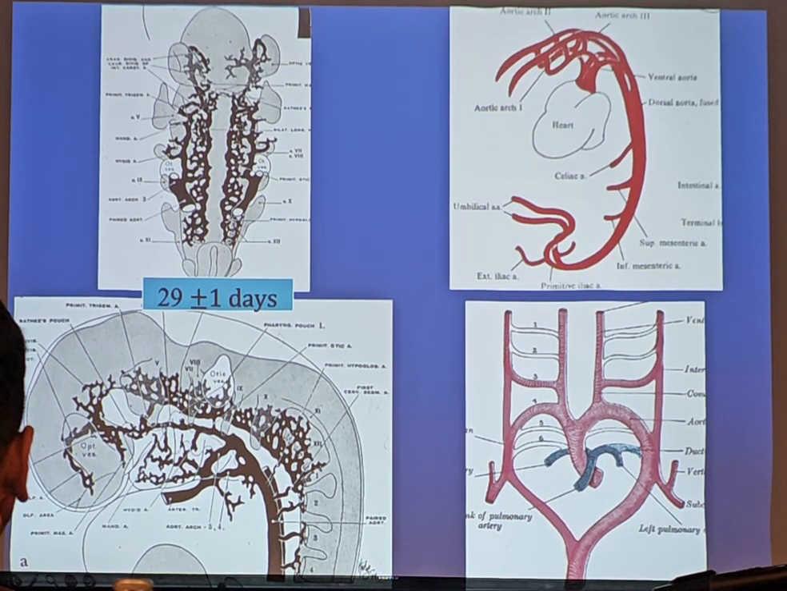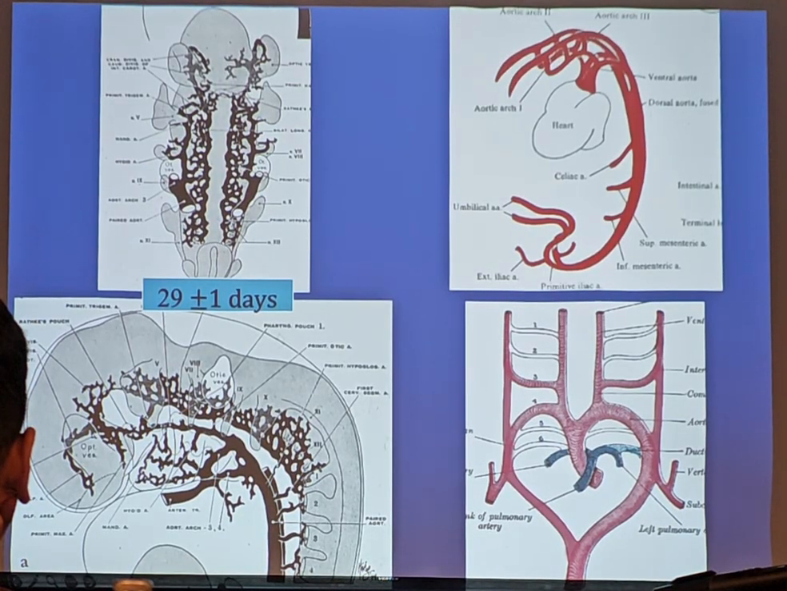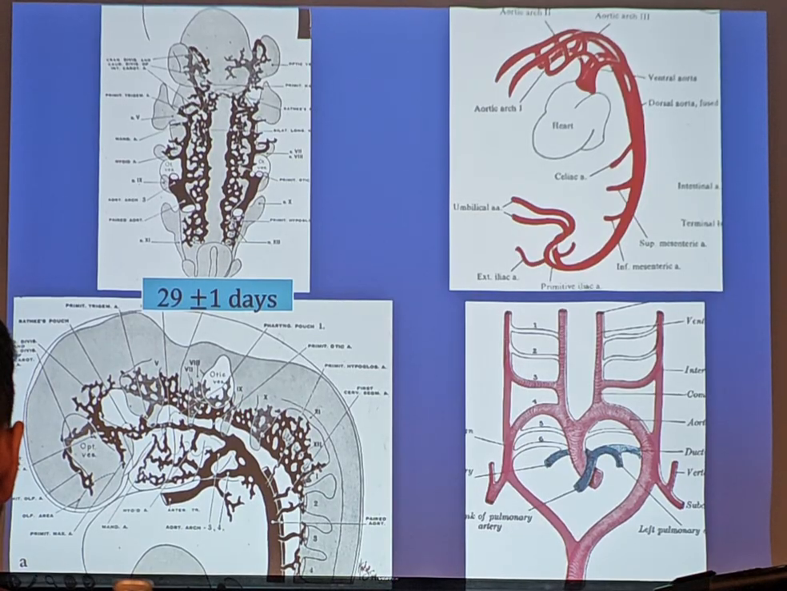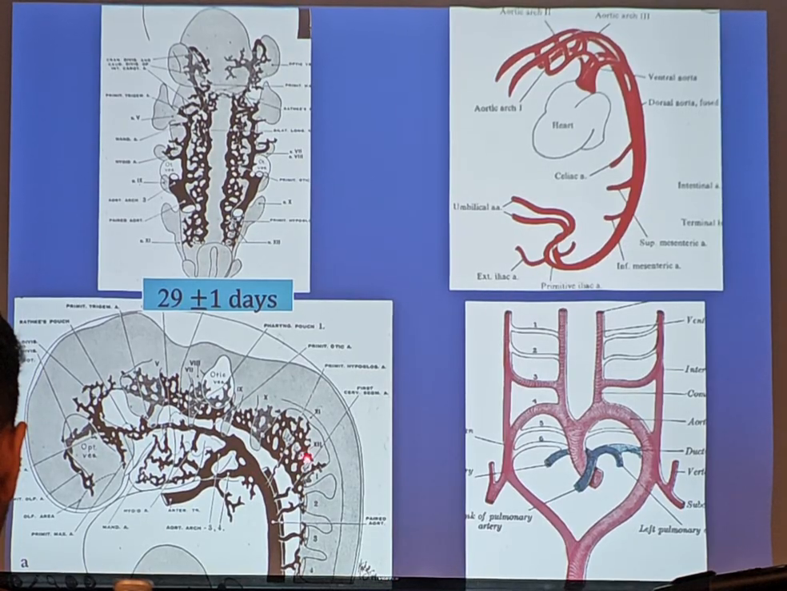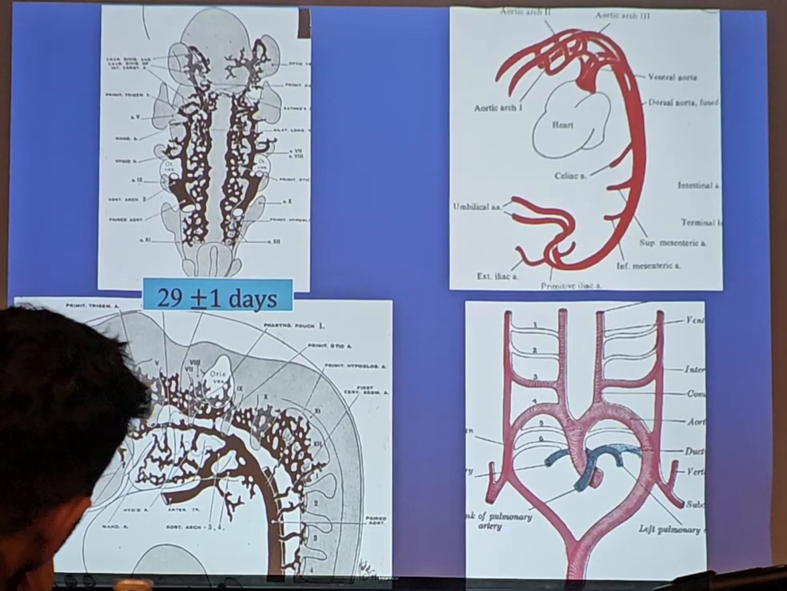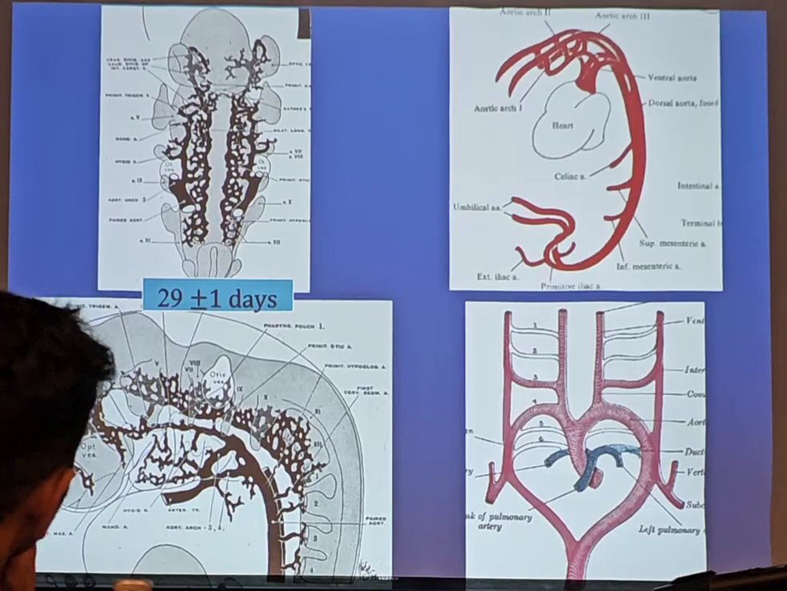Okay. That's in front of the growing rhombencephalon in the brain. And then there's a connection also through the aortic system, through the trigeminal artery, and then there's the hypoglossal, proatlantal 1, proatlantal 2. Okay?